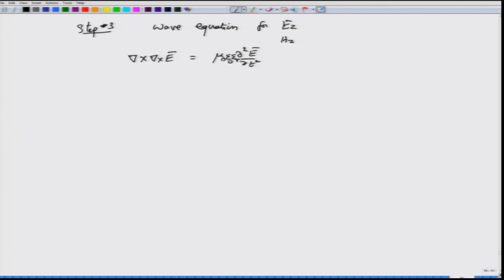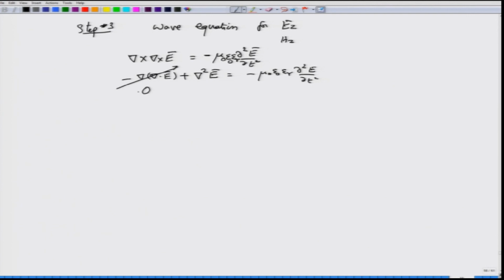So, this del cross del cross E can be written as minus del square E plus del of del dot E, I believe. So, this would be minus mu naught epsilon r del square E by del t square. So, I think there is a minus sign here, not a plus sign. So, please verify this for us. I don't remember the signs out here. I will set this to 0.